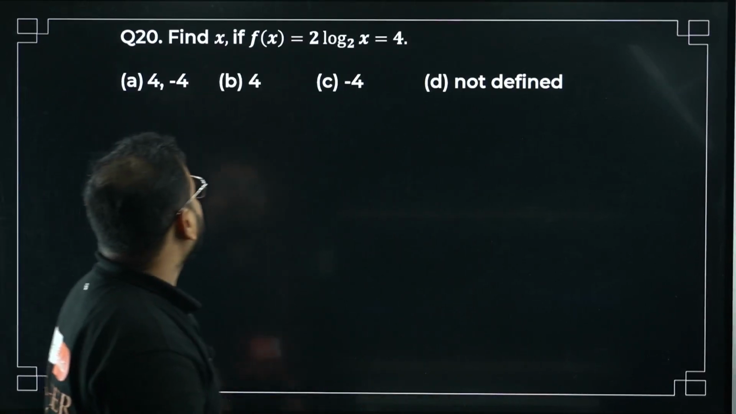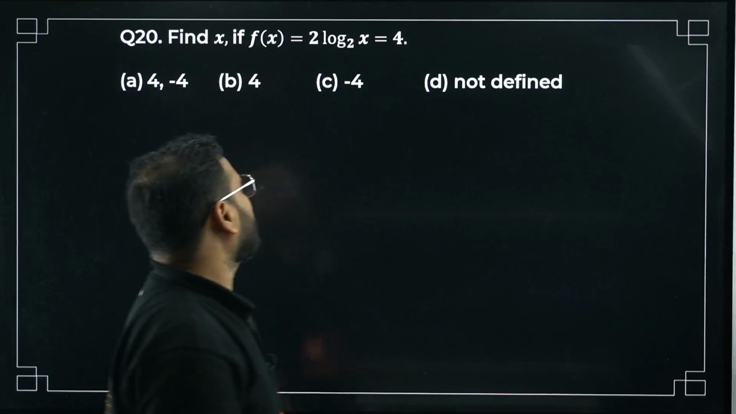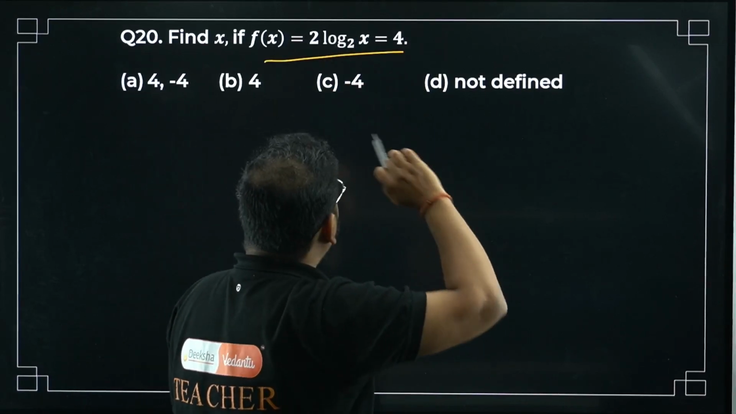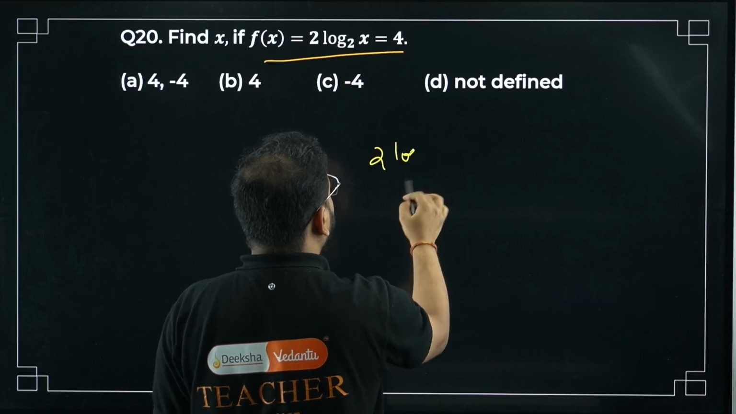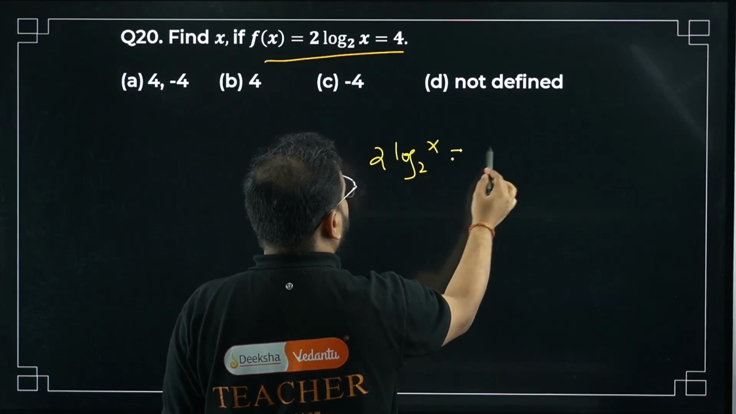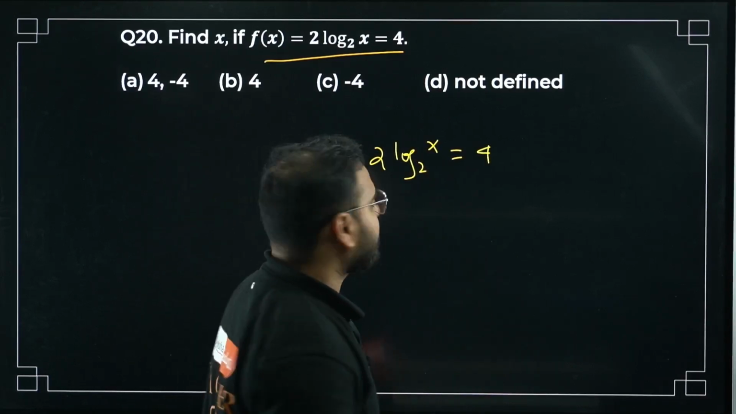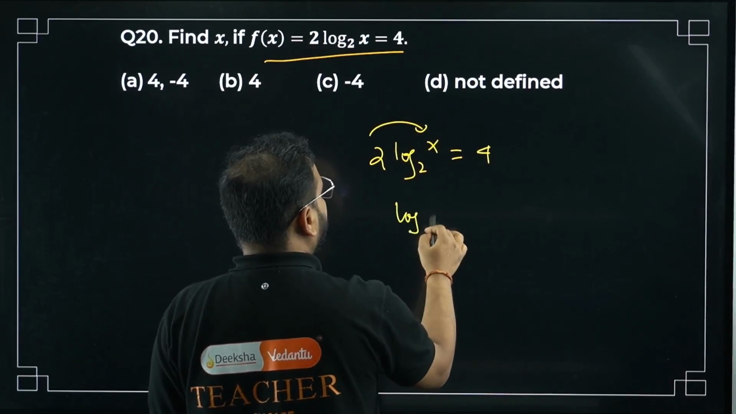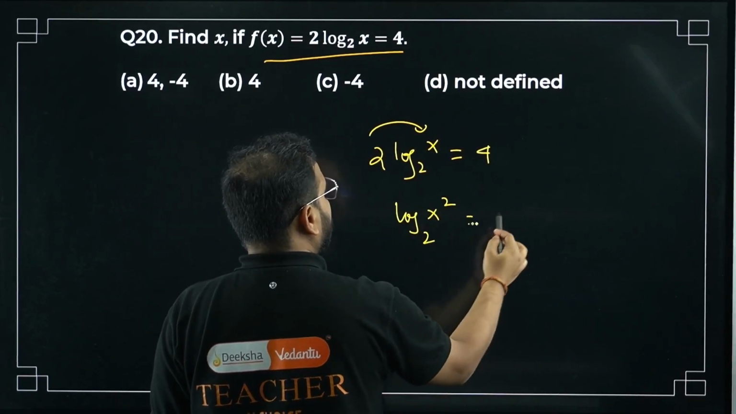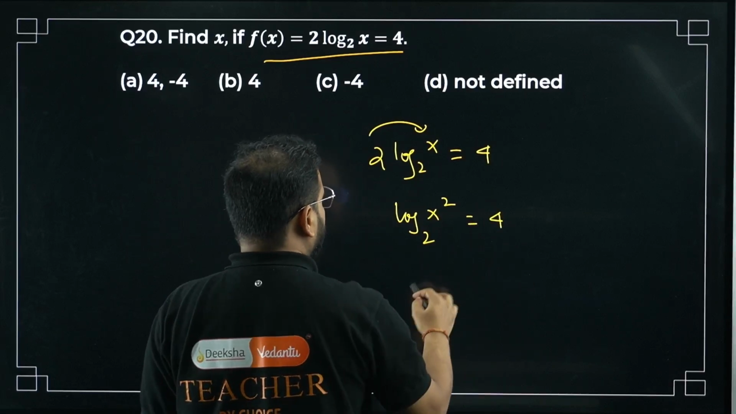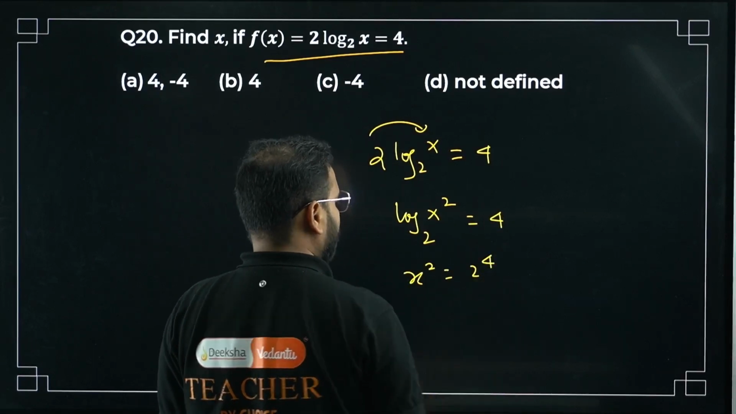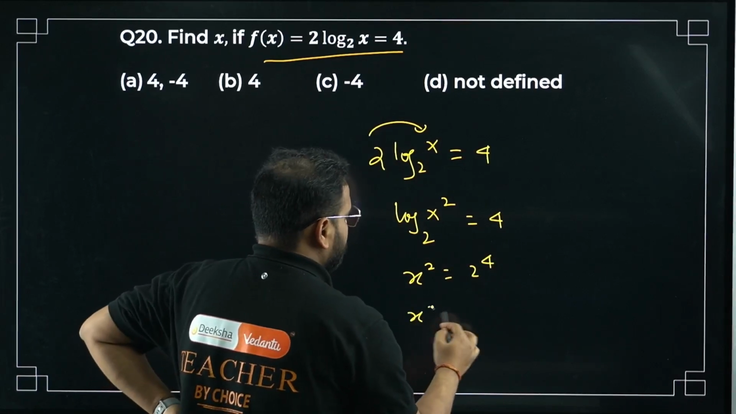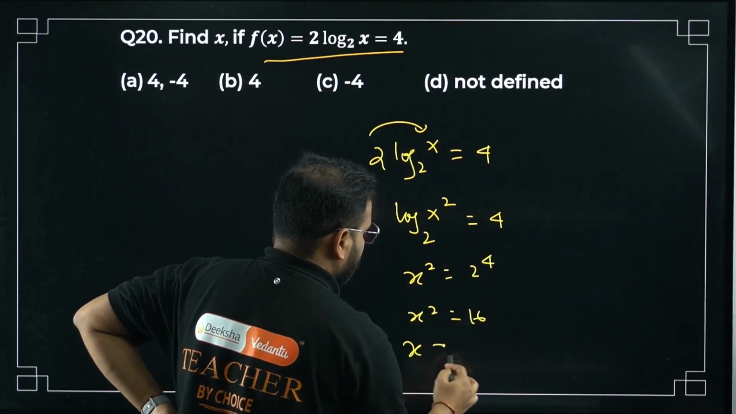20th now. Find x if f of x equals 2 log 2x equals 4. How do you find it? They have given log with base 2 and value x. Take this 2 over here. What do we get? Log of x squared equals 4. I can write this as x squared equals 2 power 4, since the base will come over here in exponential form. So x squared equals 16, so x equals plus or minus 4.